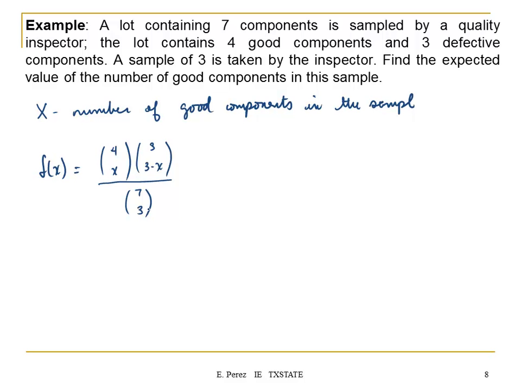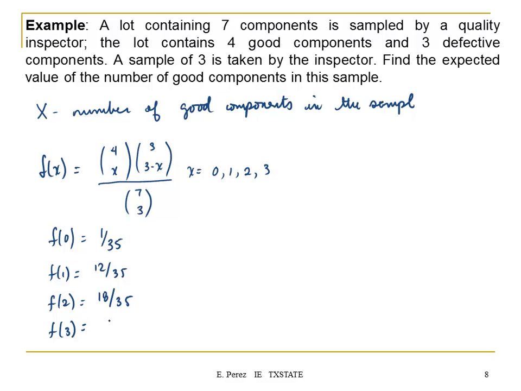Same thing for 2 and 3 and 0. Okay, so this is valid for x equals 0, 1, 2, and 3. So if you solve for 0, this is 1 over 35. For 1, this is 12 over 35. For 2, this is 18 over 35. And for 3, this is 4 over 35.